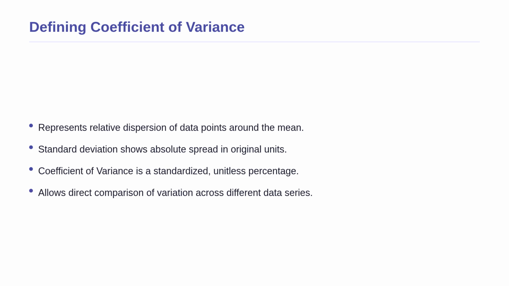Now that we understand why we need a relative measure, let us formally define the coefficient of variance, often abbreviated as CV. The CV is a statistical measure that represents the relative dispersion of data points in a series around their mean. Unlike the standard deviation, which tells us the absolute spread of data in the original units of measurement, the CV is a unitless percentage. By standardizing the variation, it allows statisticians to compare the degree of variation from one data series to another, even if the means are drastically different.